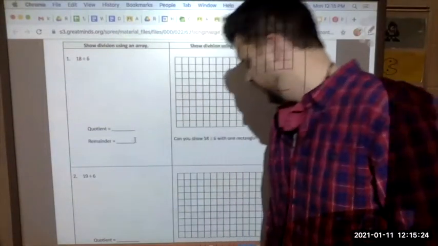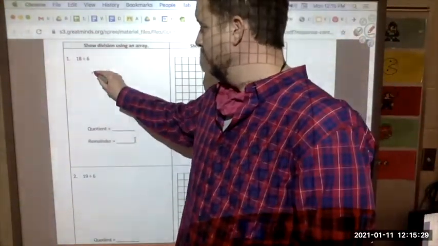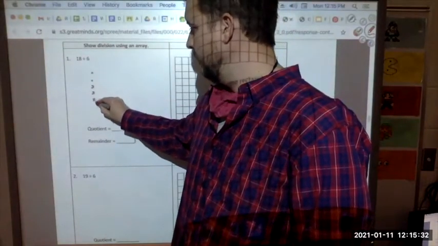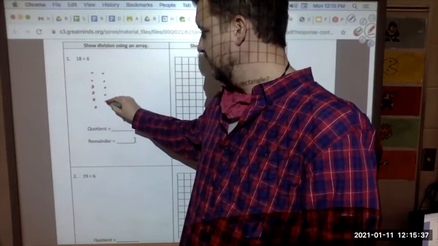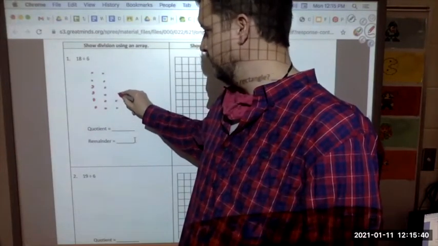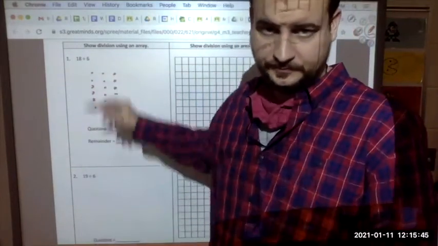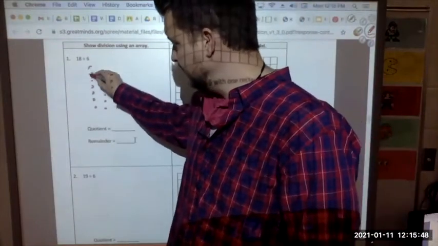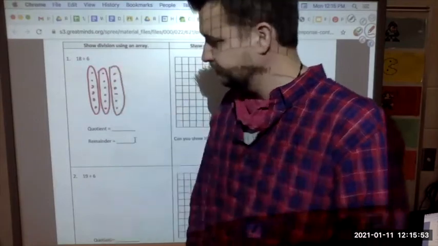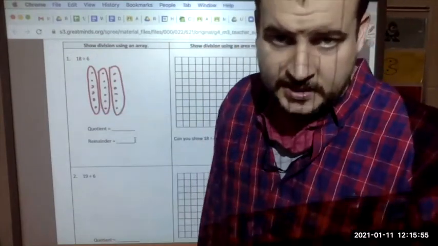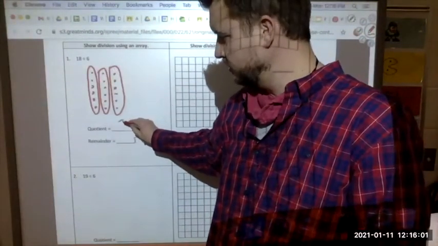So I have 18 divided by 6 right here. 1, 2, 3, 4, 5, 6, 7, 8, 9, 10, 11, 12, 13, 14, 15, 16, 17, 18. Okay, so I made groups of 6. When I did that, I noticed there's a group of 6, there's a group of 6, there's a group of 6. So that means that 18 divided by 6, there's 1, 2, 3 groups. The quotient is 3.